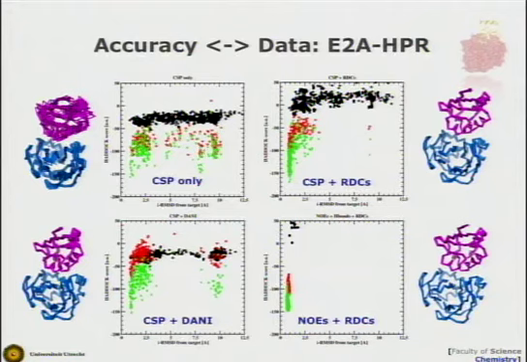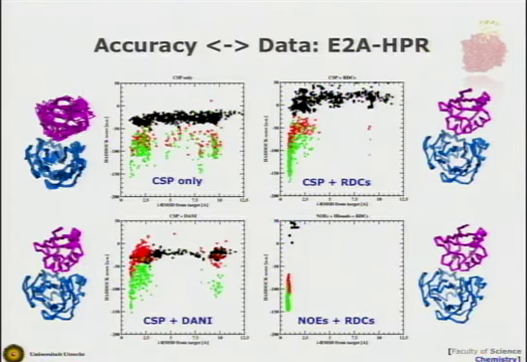This one is slightly better. So it scores slightly better than this guy, and this is the correct solution. And you see this is the top 10 models of this cluster here. So you can get an idea of the precision of the structure that you get.